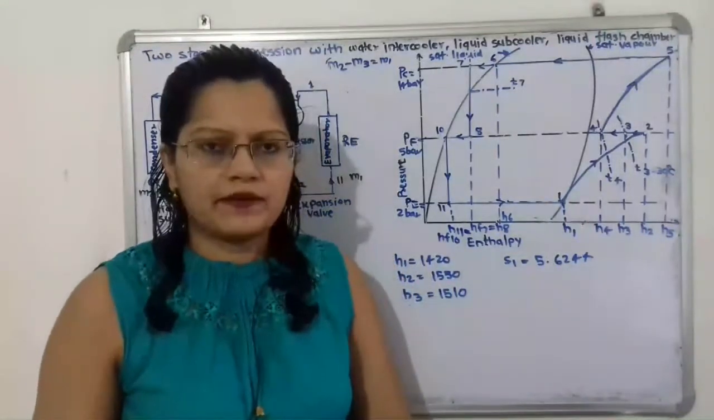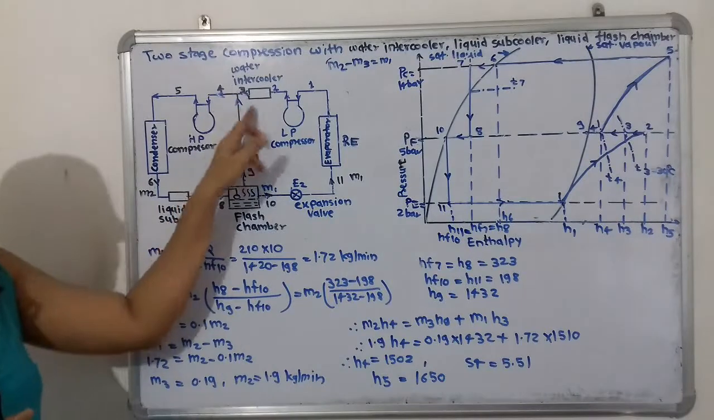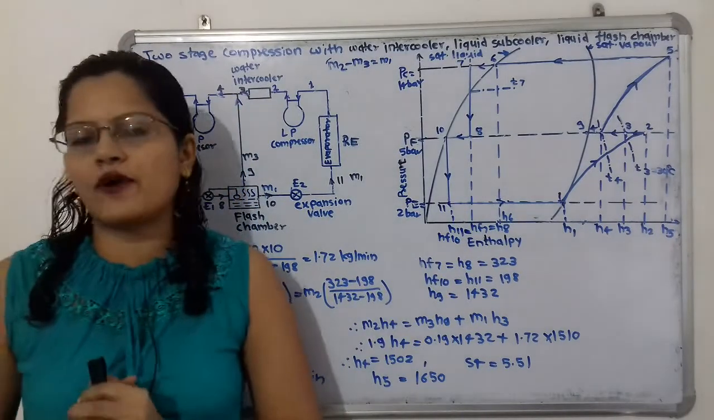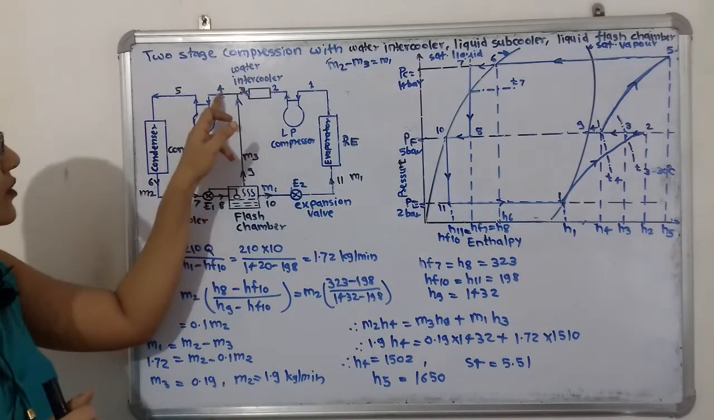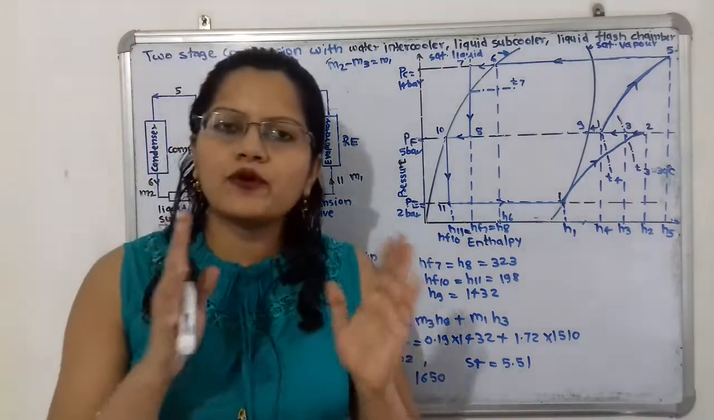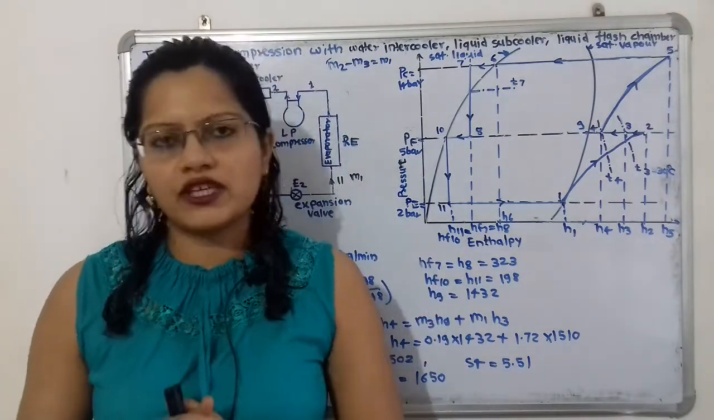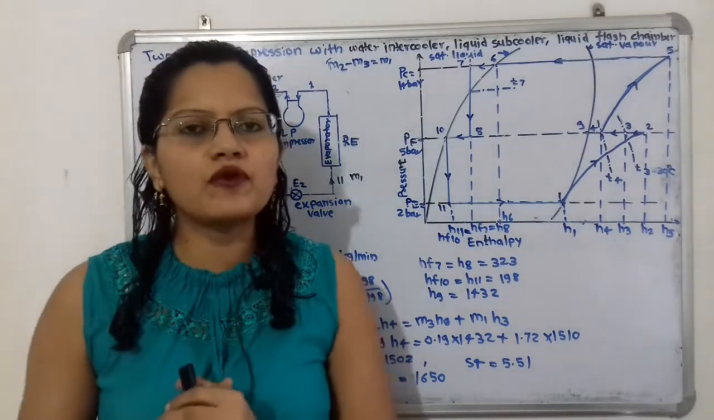When the refrigerant is leaving this water intercooler, it is getting mixed with the vapor refrigerant from the flash chamber. So again the cooling process is done in the process 3 to 4, but up to which temperature, that is not given in the question. So we don't know what is the enthalpy at point 4. So we will move to the next process.